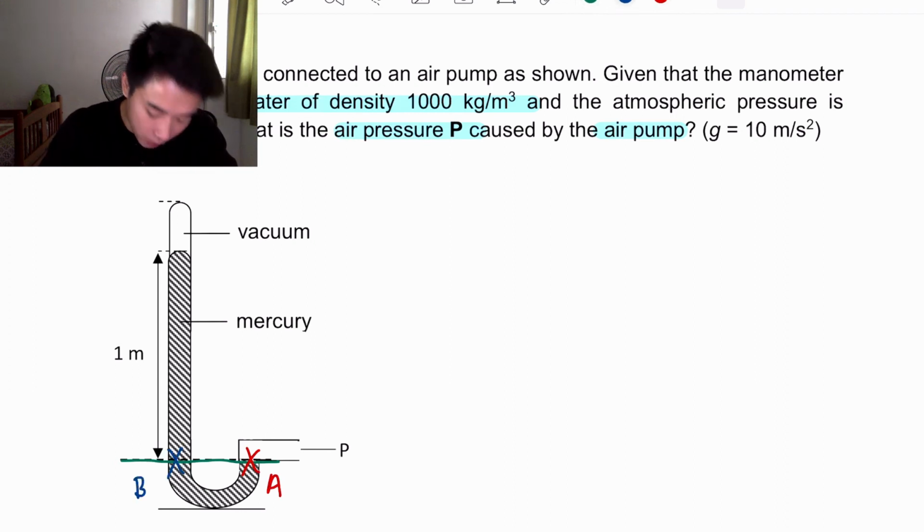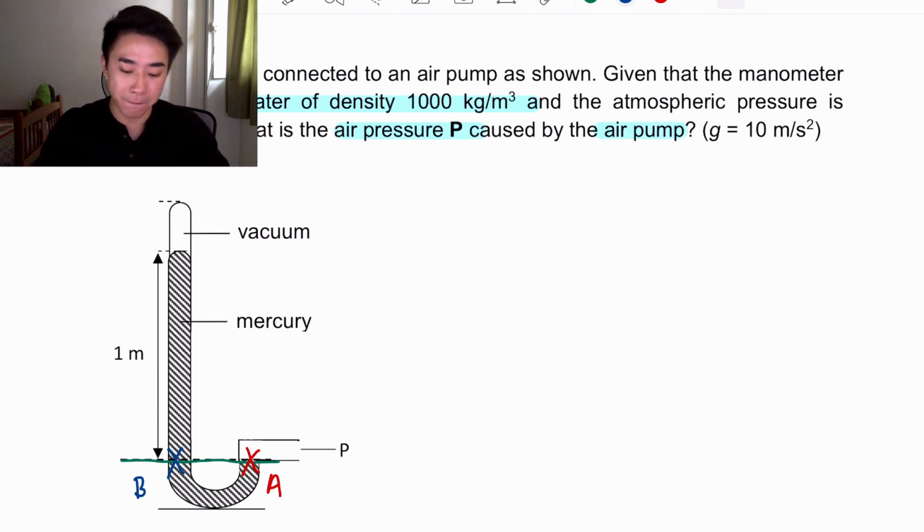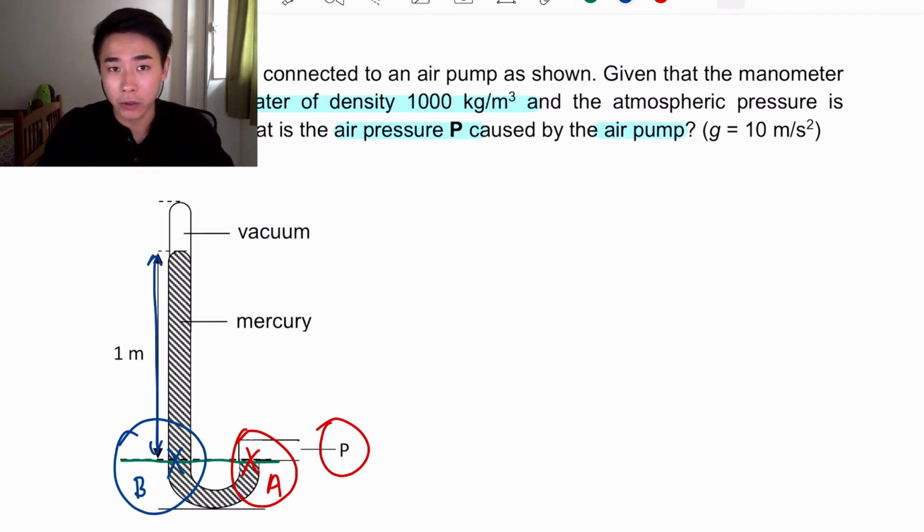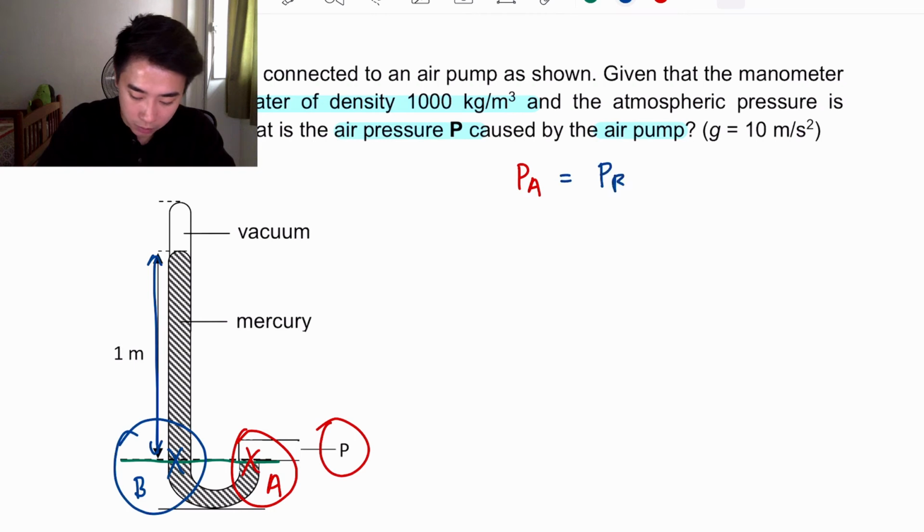And we know that the pressure at these 2 points must be the same. So pressure at A is purely due to the gas pressure, and pressure at B is due to the water column above. And is it due to anything else? Well, over here, if there were air molecules, then we have to account for that. But here we have a vacuum, that means there's no air molecules at all. So the pressure at B is purely due to the water column. So setting up our equation, we have PA equals PB.